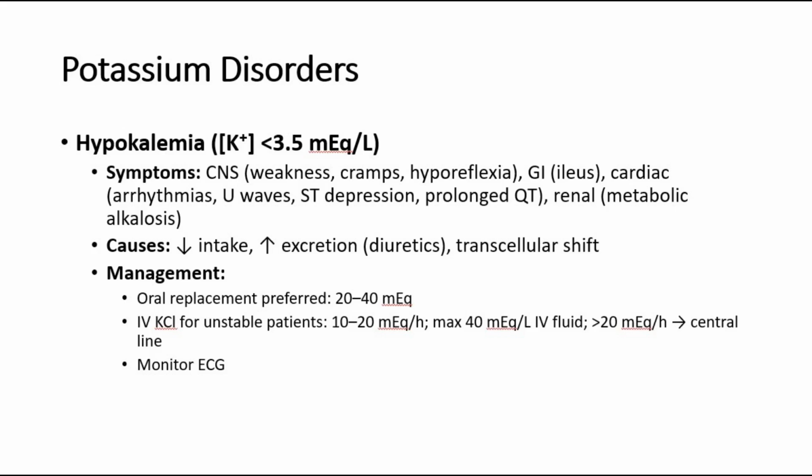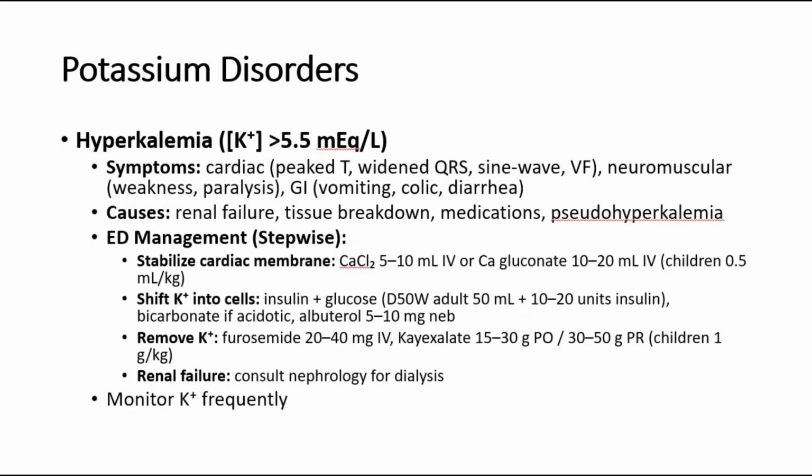Hyperkalemia, defined as potassium above 5.5 meq/L, may cause peaked T waves, widened QRS, sine wave patterns, ventricular fibrillation, or cardiac arrest. Immediate management involves stabilizing the cardiac membrane with calcium, shifting potassium into cells with insulin and glucose, bicarbonate, or albuterol, and promoting potassium excretion with diuretics, Kayexalate, or dialysis in severe cases. Continuous monitoring of potassium levels is essential due to the transient nature of many therapies.